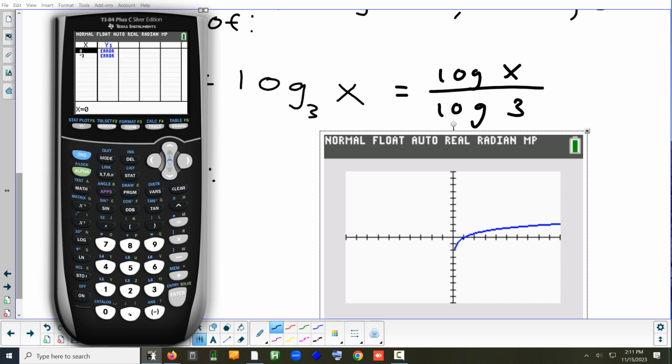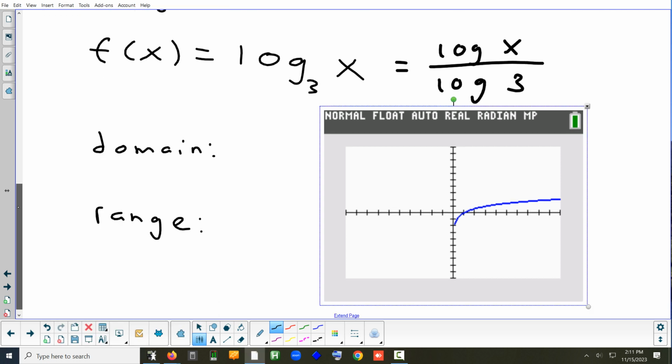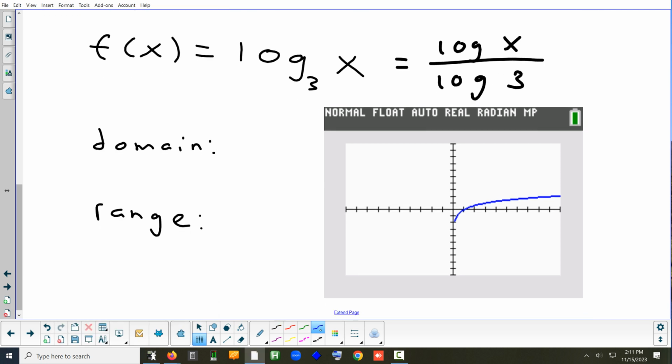If x is extremely close to 0, and I hit enter, right? It says -18. So it is going way down. It's just the calculator can't draw it. So what this should really look like is that. That's your picture.